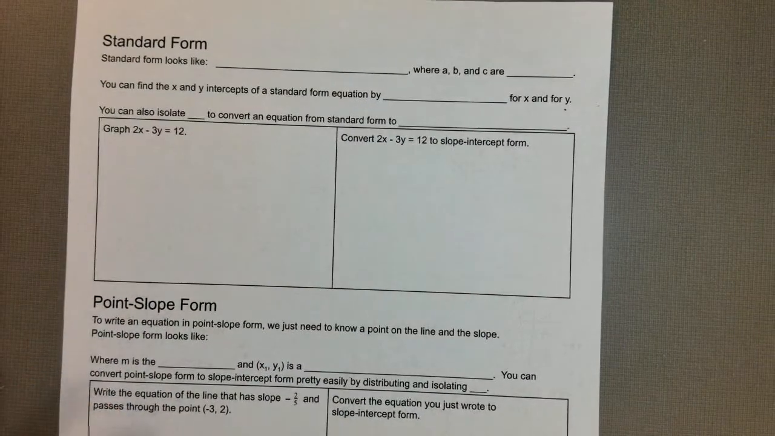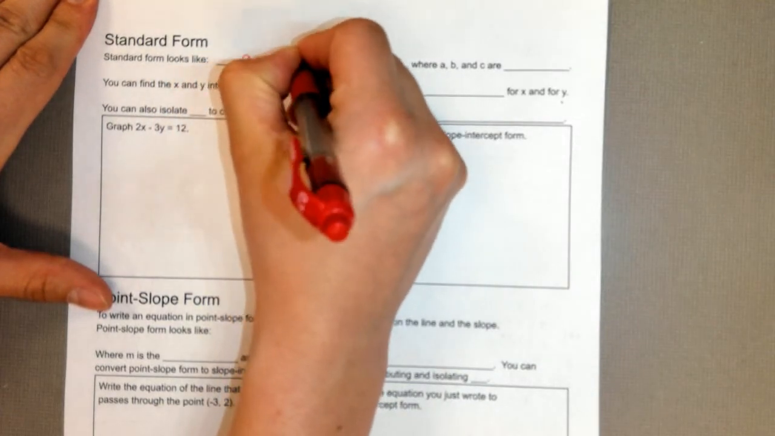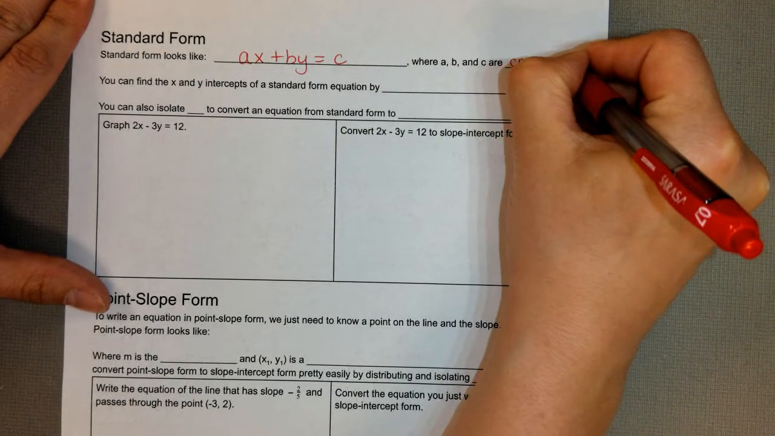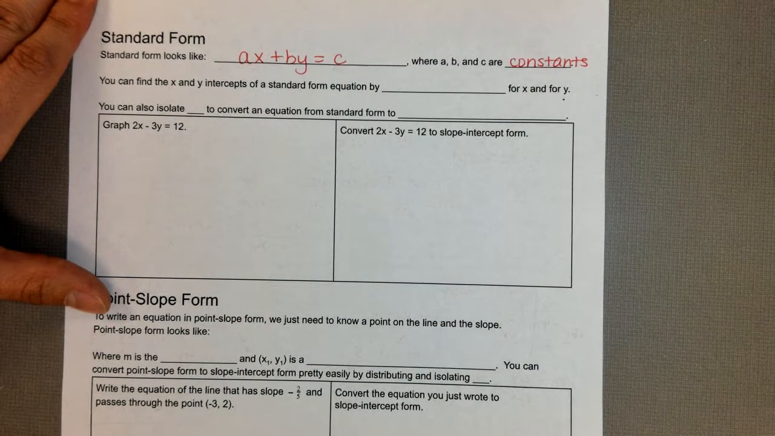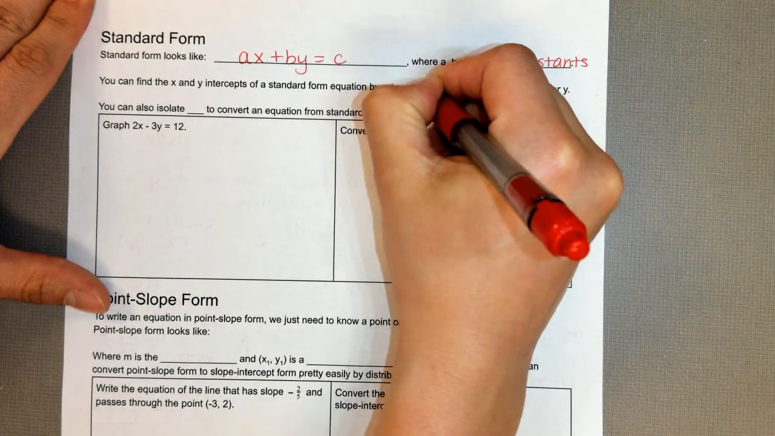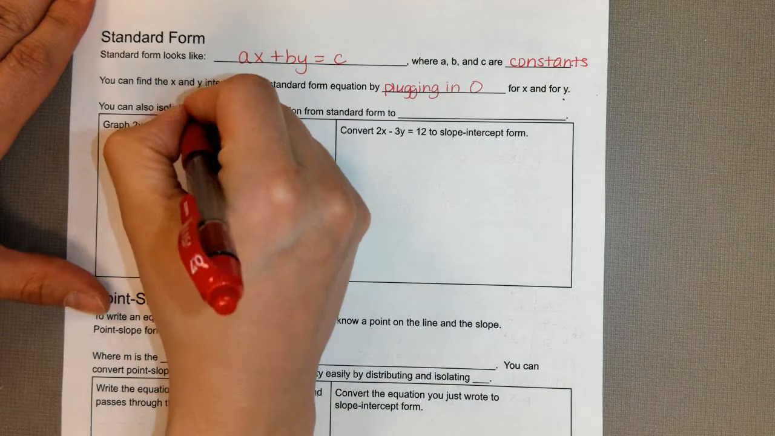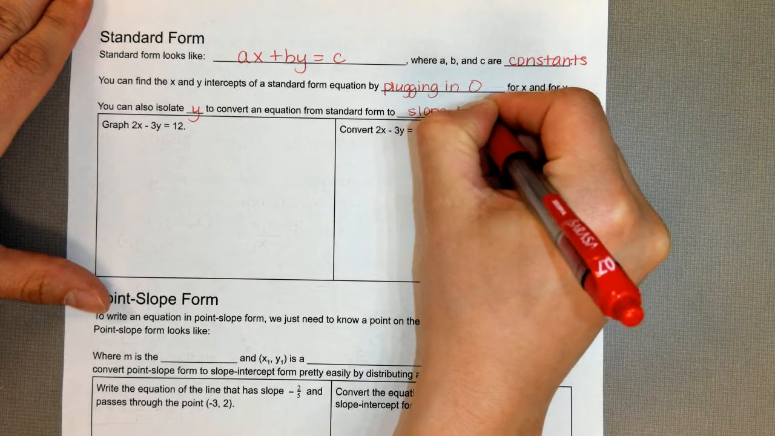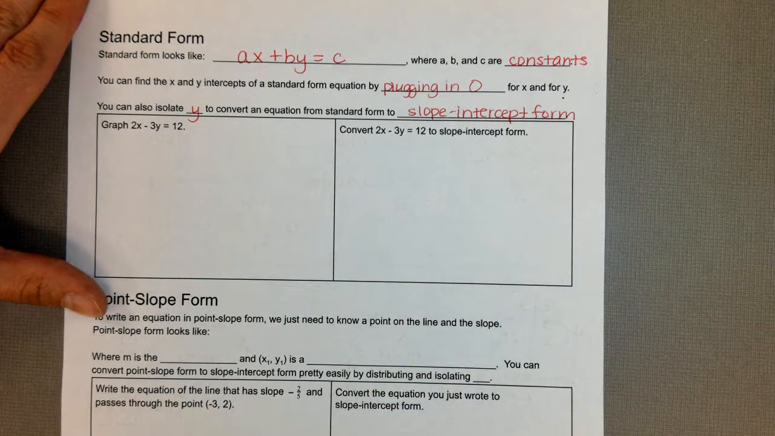The next form that we studied this year is standard form, and standard form looks like this. ax plus by equals c, where a, b, and c are constants. So just regular old numbers. You can find the x and y intercepts of standard form equations by plugging in 0 for x and for y. You can also isolate y to convert an equation from standard form to slope-intercept form. And we practiced both of those this year.